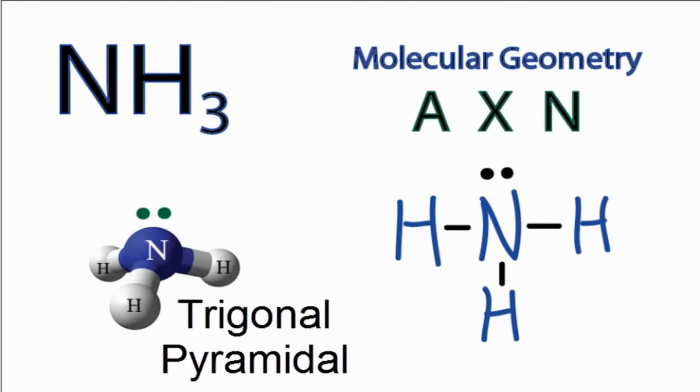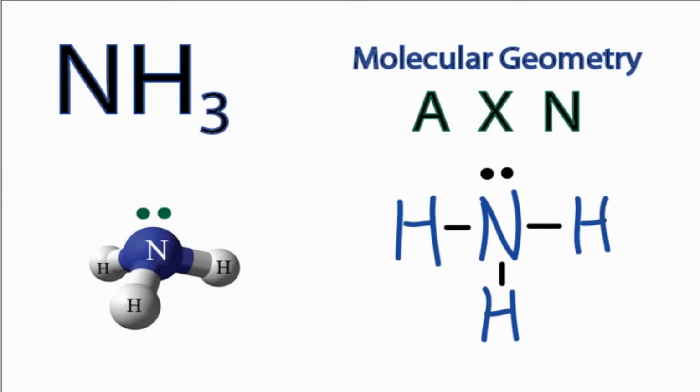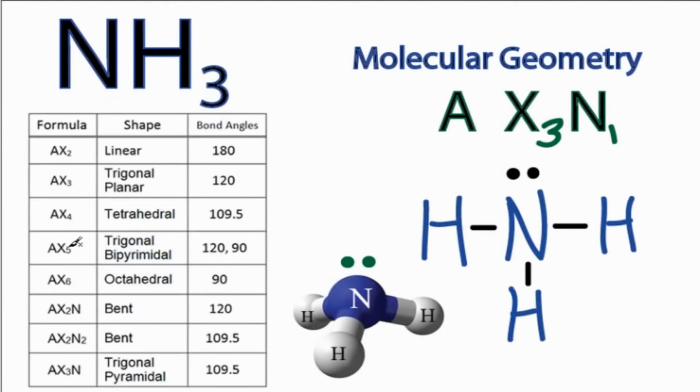We can also use the AXN notation to determine the molecular geometry of NH3. A, that's the central nitrogen there. X, that's the number of atoms bonded to nitrogen, and we have 3 of those. And N, that's the number of lone pair electrons. We have 1 lone pair of electrons. So we can either memorize that AX3N is trigonal pyramidal, or, if we're allowed to, we can look it up on a table. So if we go down here, we can find AX3N right here, and that is trigonal pyramidal, and also the bond angles are 109.5 degrees.